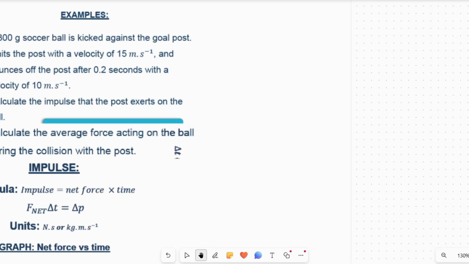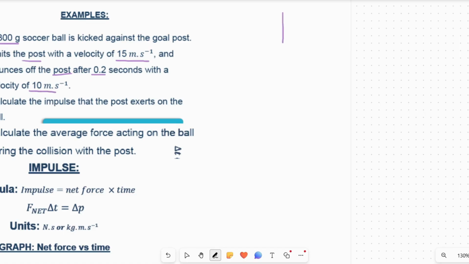All right. So now let's look at an example so that we understand the impulse and also the impulse momentum theorem. In this example, we have a 30-gram soccer ball. It's kicked against the goal post. It hits the post with a velocity of 15 meters per second. Then it bounces off from the post after 0.2 seconds with a velocity of 10 meters per second.